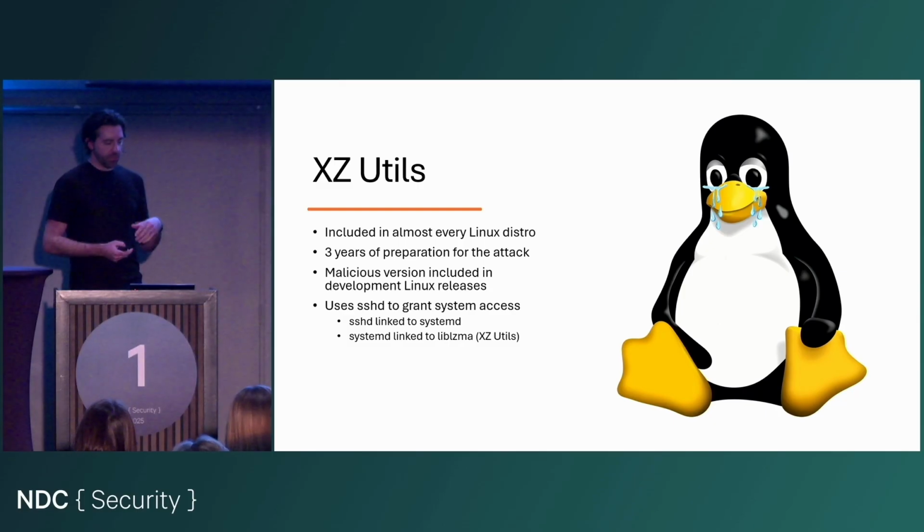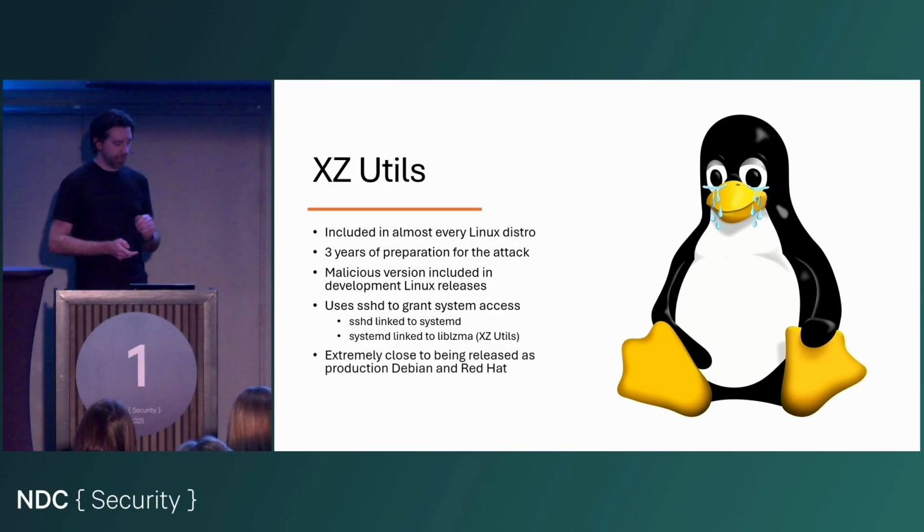And the way it worked is it used the SSH daemon to grant system access to some external user because there's this commonly used patch that links SSHD with systemd, and then systemd includes libzma, which is the XZ Utils library. So it was kind of this multi-stage thing that made it hard to trace how these packages were connected. But it was very close to being released in both Debian and Red Hat.